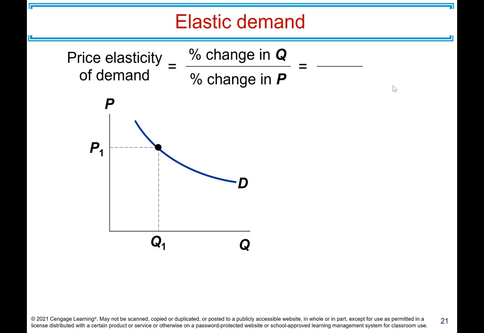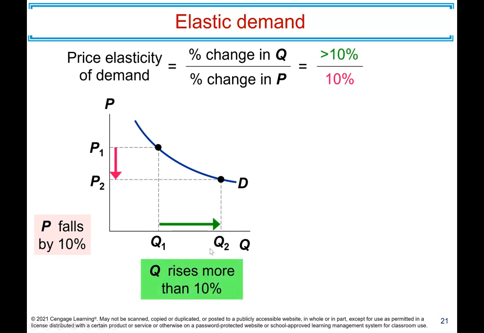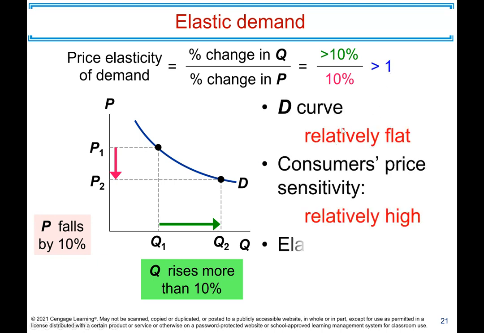What about elastic demand? A fairly flat demand curve. When price declines by 10%, quantity changes by more than 10%, then the elasticity coefficient is a number greater than 1. And so the demand curve is relatively flat. Consumers' price sensitivity is relatively high, and the elasticity coefficient is greater than 1.